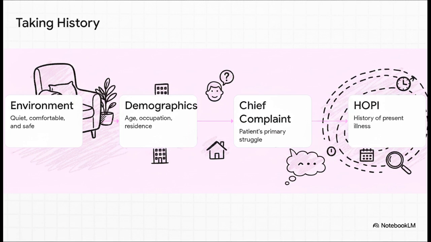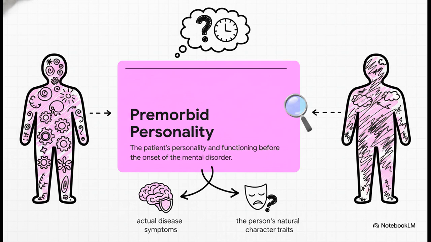We start with basic socio-demographics, things like age, occupation, who they live with. Then we get to the chief complaint. This is always initiated with an open-ended question to capture the patient's primary struggle in their very own words. From there, the clinician traces what's called the history of present illness, or HOPI. At this stage, they're basically acting like a journalist. They're looking for the exact onset, the duration, precipitating factors, and any associated symptoms to build a really comprehensive timeline of the current crisis.